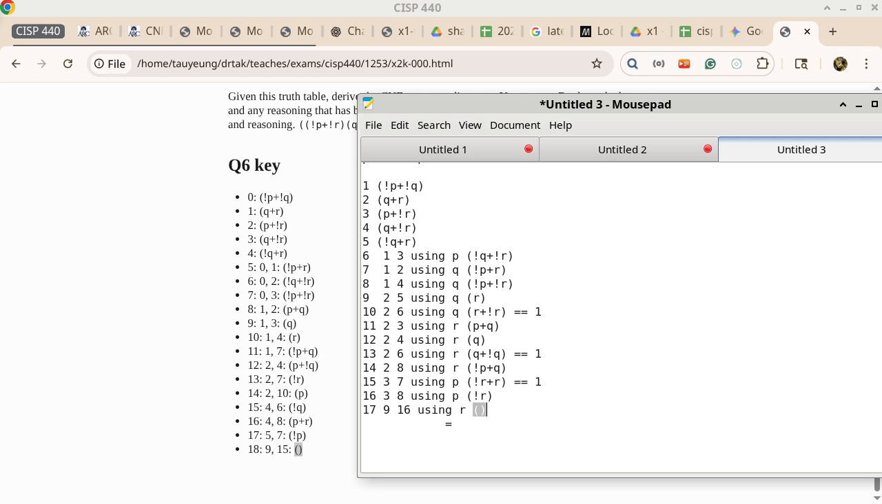Number 17. Okay, look at it this way. Look at this as R or false. Look at this as not R, also or false. So when you resolve using number 9 and number 16, you basically get rid of the R from this one. You get rid of the not R from this one. So what you end up with is false or false, which is false.